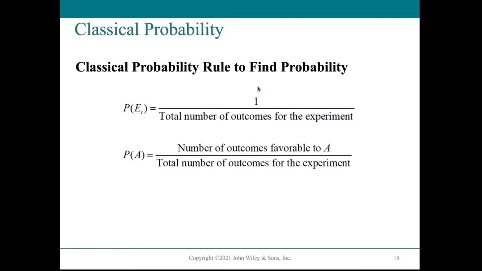So a simple way to look at classical probability is to calculate the probability of a certain event. If it's a simple event, that's one outcome over the total number of outcomes for the experiment. Or if it's a compound event, just count how many outcomes are included in that compound event, over all of the total possible outcomes of the experiment.